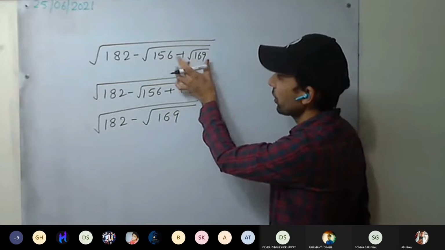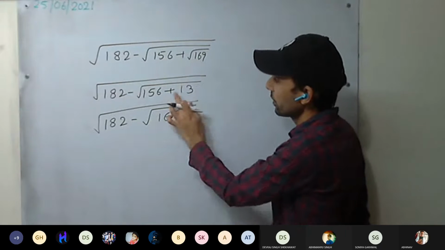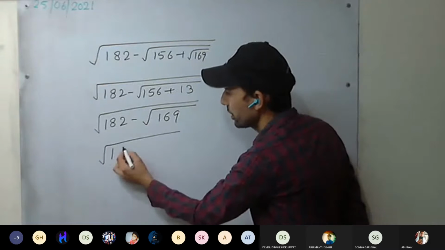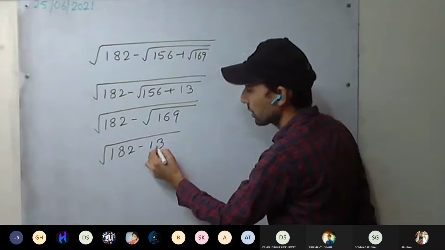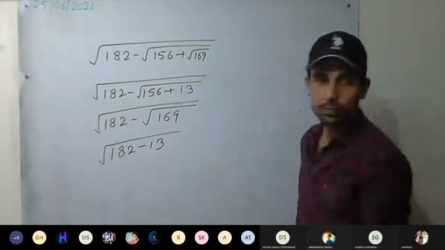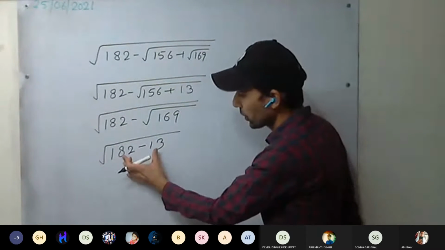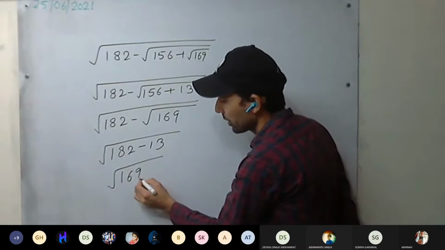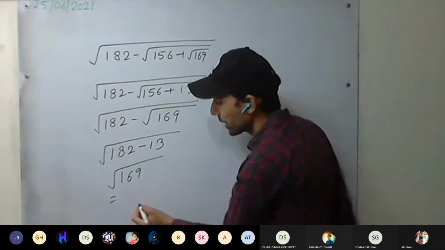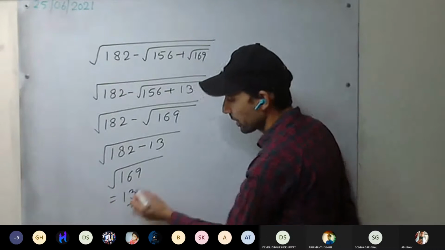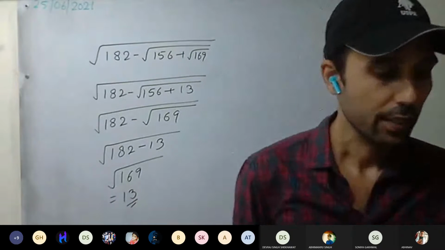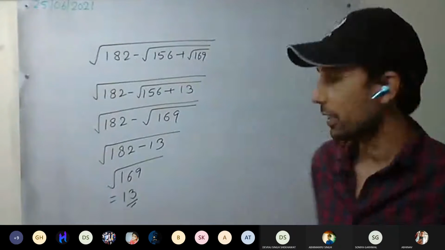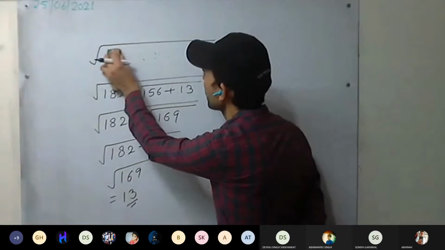We solve the smallest root first, then this plus this. Now we solve this root. How much? 13. Now whatever is inside the root, we'll solve. Again 169. So what answer are we getting? 13. Understood? Okay. Next one, do it yourself now. You have 1 minute. Start doing.